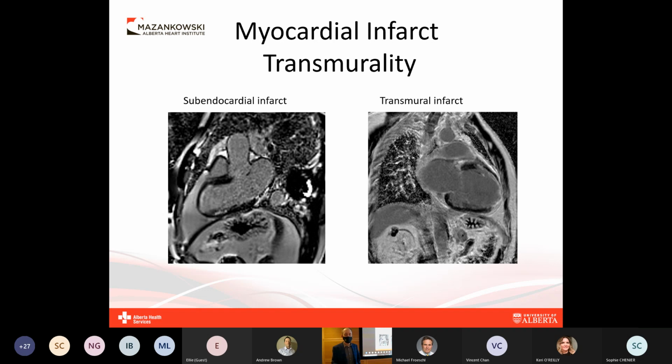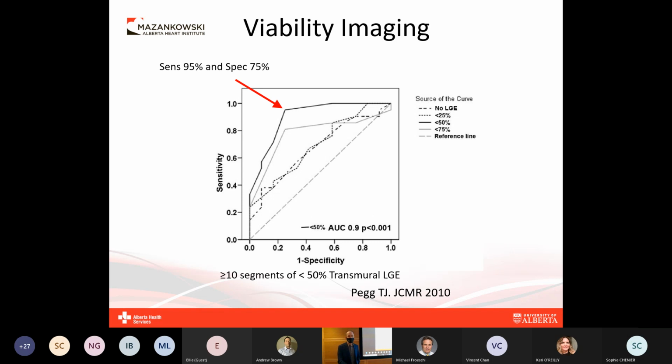LAD territory myocardial infarction. In fact, the degree of transmurality has been shown to predict recovery of cardiac function and viability in patients undergoing revascularization. This study showed that if you had 10 or more viable segments, defined as a transmurality less than 50%, you would improve your cardiac function by at least 3% with bypass surgery.